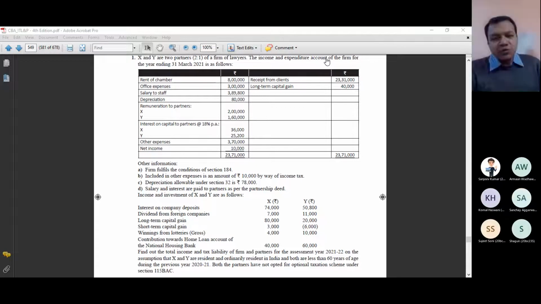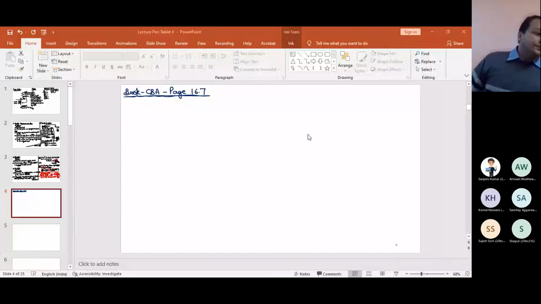Now let us start solving this numerical. So the examiner is saying that compute total income and tax liability of firm. After this question, the chapter will be over.